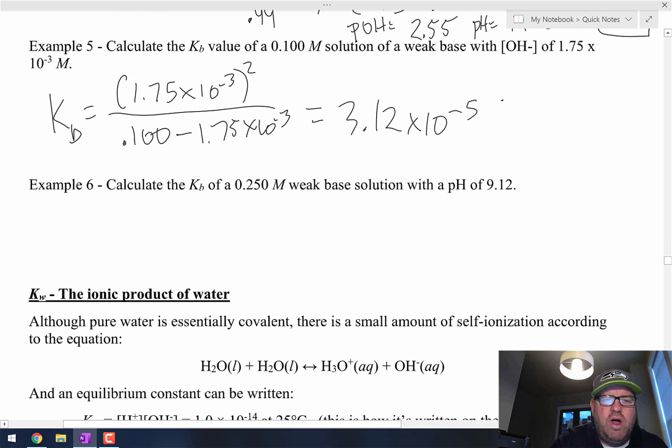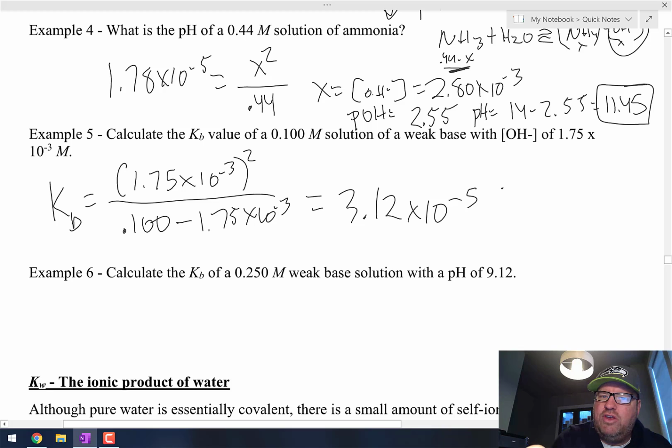Okay, and then our final one, calculate the Kb of a 0.250 molar weak base solution with a pH of 9.12. So if the pH is 9.12, now this last one I went from hydroxide to pOH to pH. I'm not going to do it that way. I'll do it the other way this time. So I can say, okay, if the pH is 9.12, then the hydrogen ion concentration is equal to 10 to the negative 9.12. So 10 to the power of negative 9.12 equals 7.59 times 10 to the negative 10th.